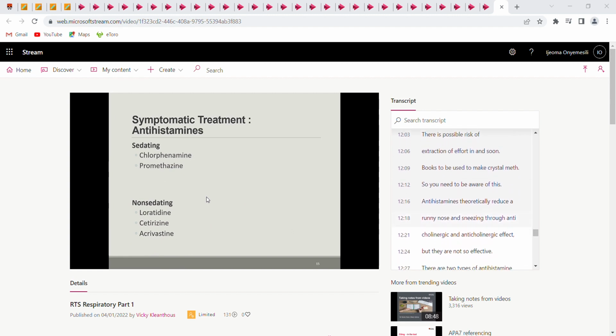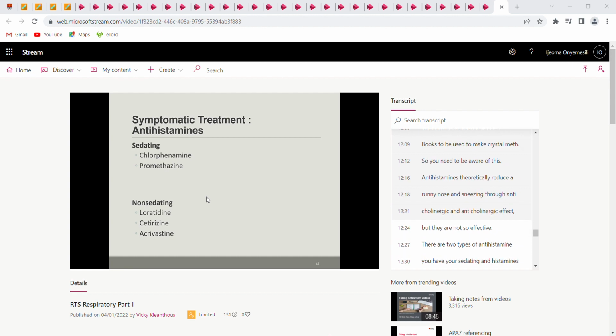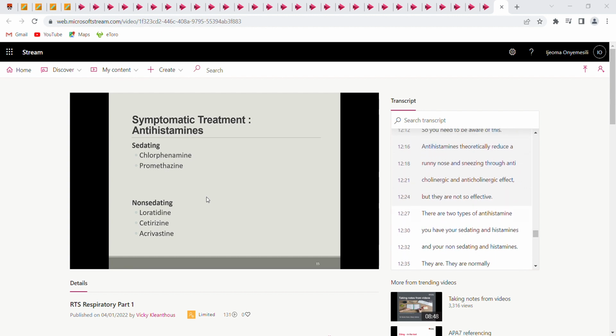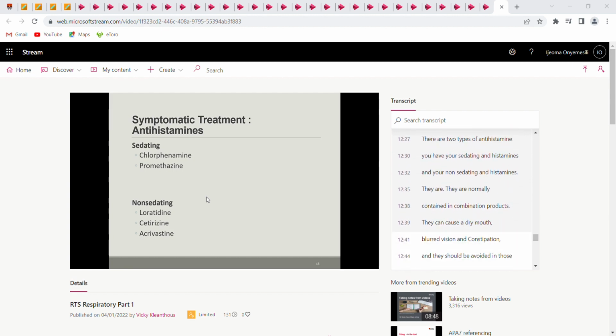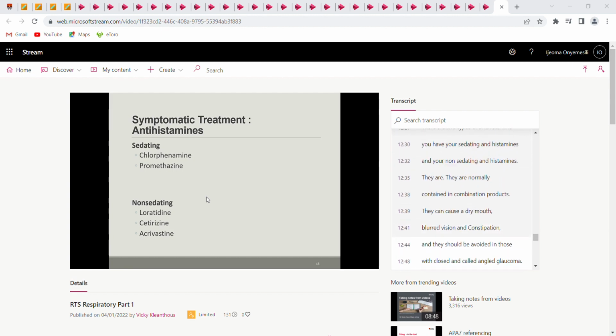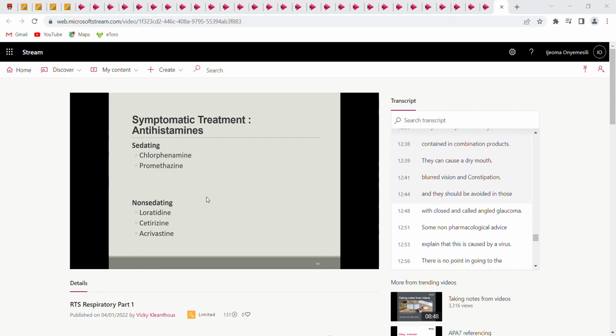Antihistamines theoretically reduce a runny nose and sneezing through an anticholinergic effect, but they are not so effective. There are 2 types of antihistamine. You have your sedating antihistamines and your non-sedating antihistamines. They are normally contained in combination products. They can cause a dry mouth, blurred vision and constipation, and they should be avoided in those with closed angle glaucoma.